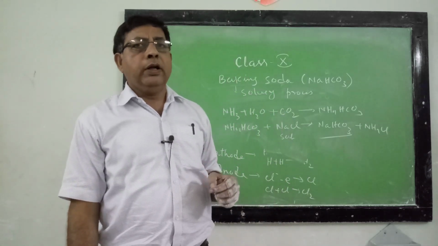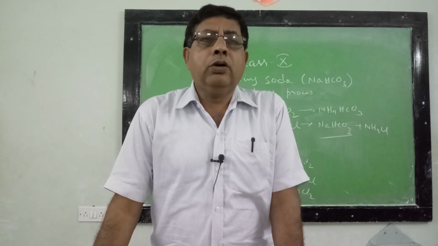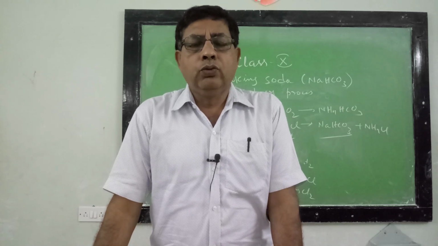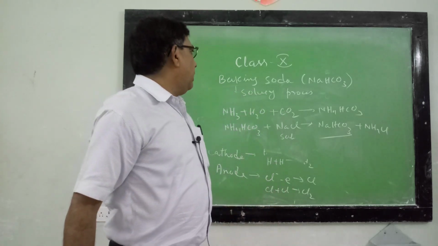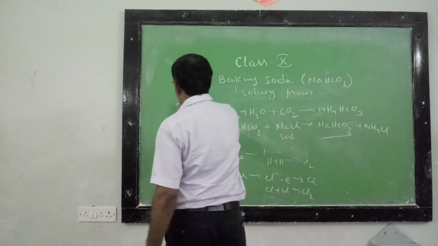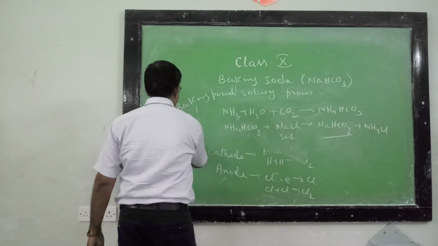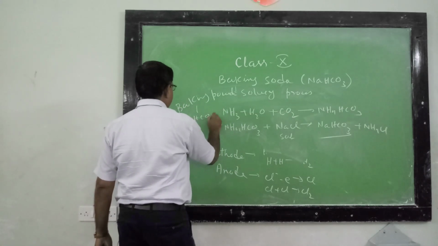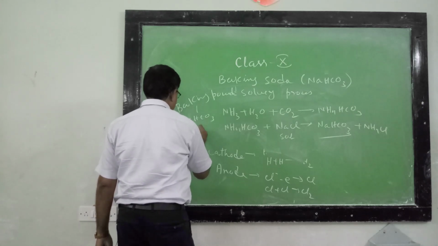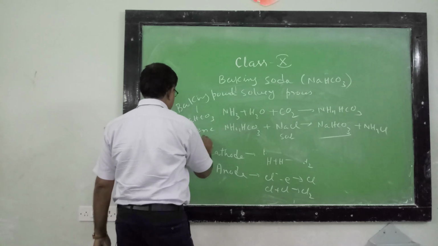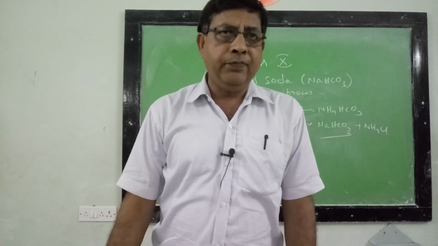This sodium bicarbonate is used for the preparation of washing soda. What is the formula of washing soda? Na2CO3.10H2O. It is also used in the preparation of baking powder. What is baking powder? Baking powder is a mixture of sodium bicarbonate and tartaric acid, normally the salt sodium potassium tartrate.